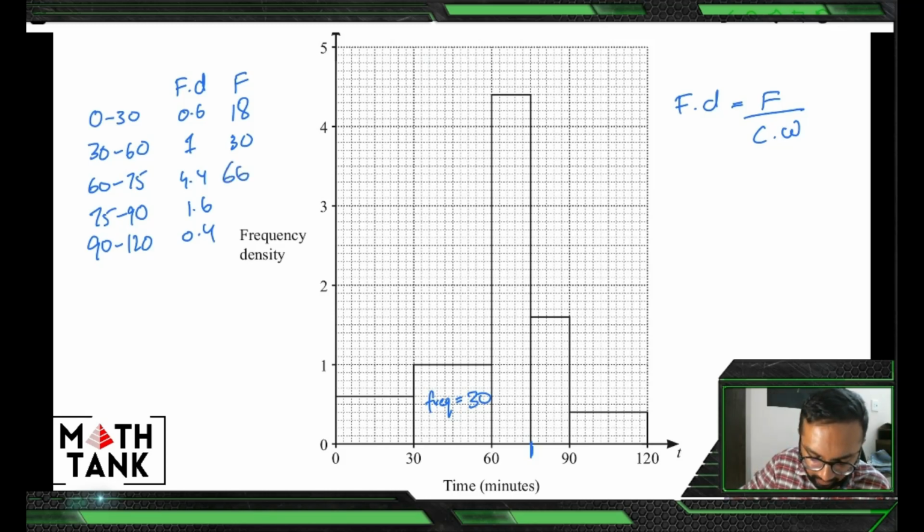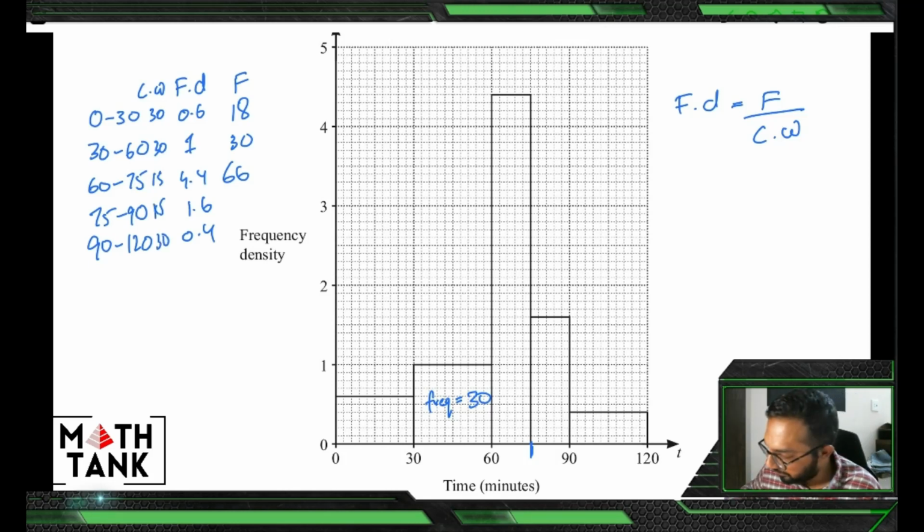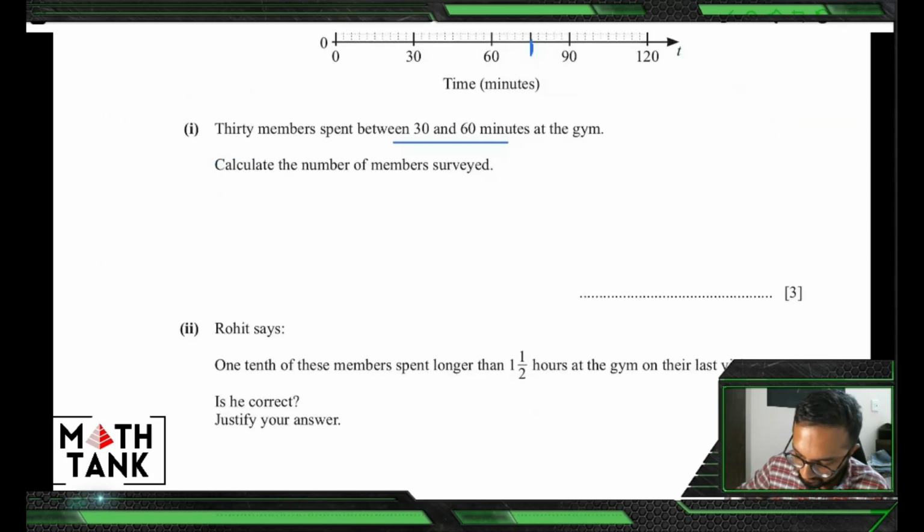Okay, you can also have a column for class width if you want. You can write down the class width 30, 30, 15, 15, and then 30. Okay, 15 into 1.6 gives me 24. 30 into 0.4 gives me 12. Adding them all up gives 150. Okay, so 150 people.